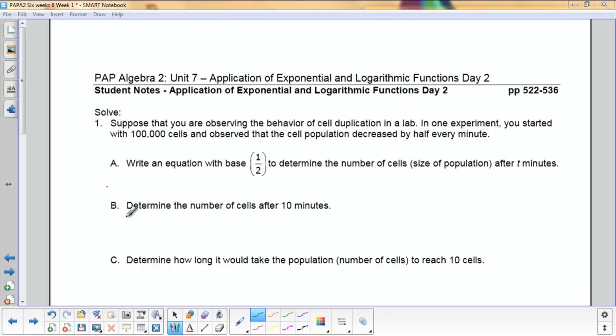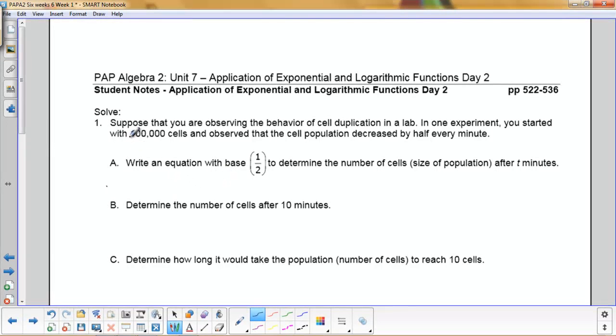Applications of exponents and logs, day 2. We're going to explore a few other formulas and practice using those on the following examples. So we're going to start with a very simple exponential decay equation, and we'll go ahead and determine how many of these cells are remaining after the time allotted.